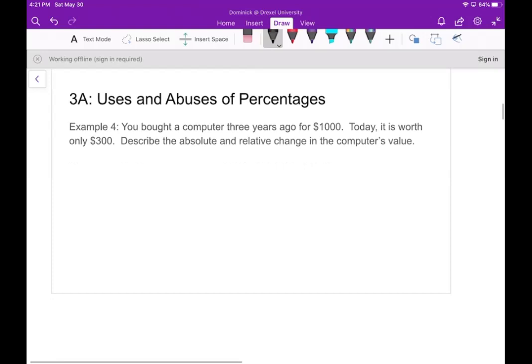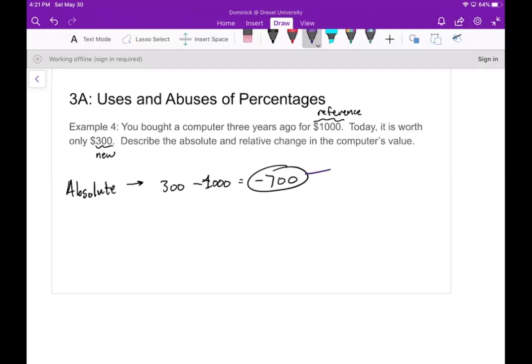Let's look at another example regarding absolute and relative change. So we bought a computer 3 years ago for $1,000, and today it's worth only $300. So now just be careful here, because now your new minus old isn't necessarily the largest minus the smallest. In fact, in this case, it's the opposite. The new value was 300, and your 1,000 is your reference or your old value. So you're going to have 300 minus 1,000, which is a negative 700. And of course, since this is negative, this is a decrease by 700.